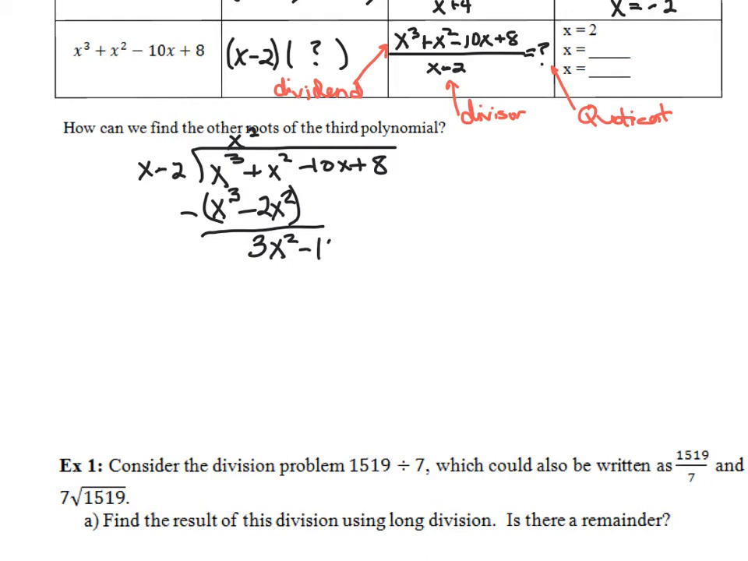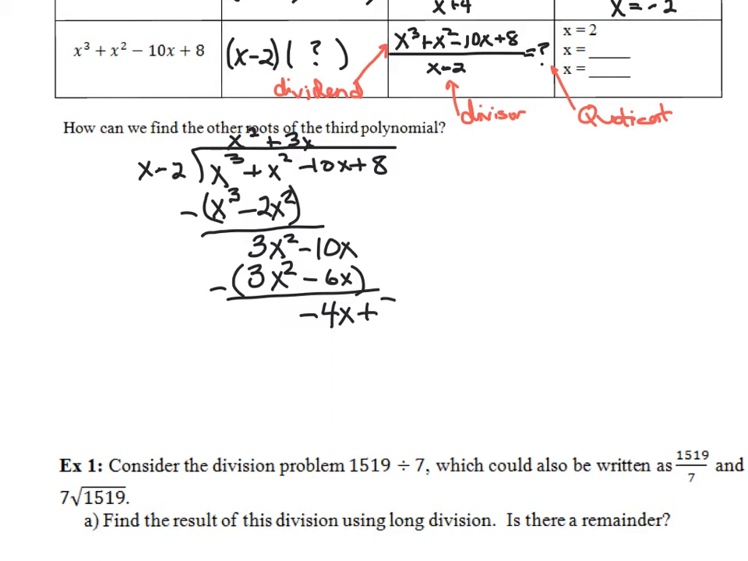I like to bring down my next term and then repeat the process. So I'm going to say 3x squared divided by x. That's going to give me a positive 3x. So 3x times x is 3x squared. 3x times negative 2 is negative 6x. Go ahead and do that subtraction. Once again, the first term should cancel if I've done that correctly. Negative 10x minus a negative 6x is giving me a negative 4x.